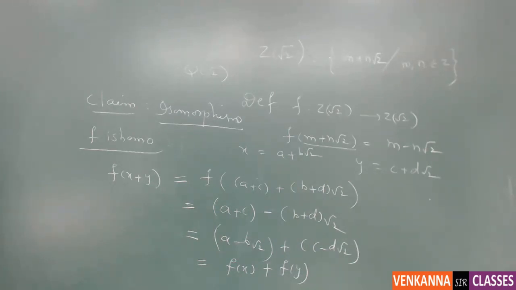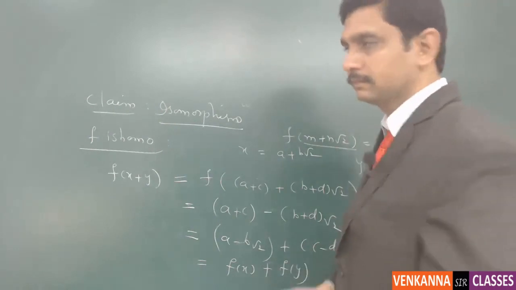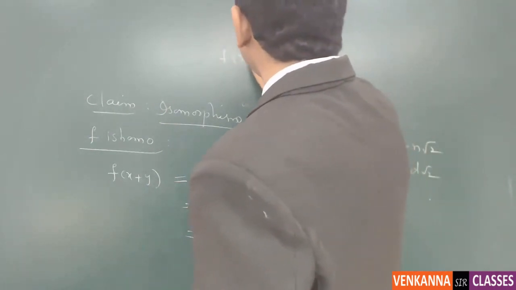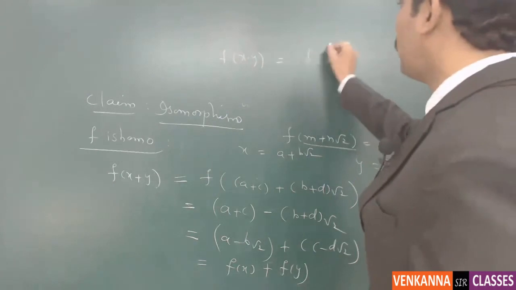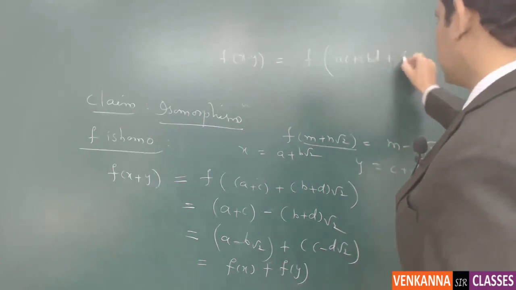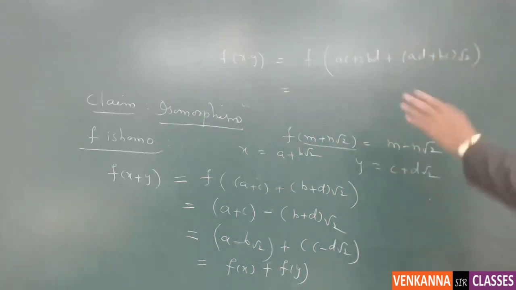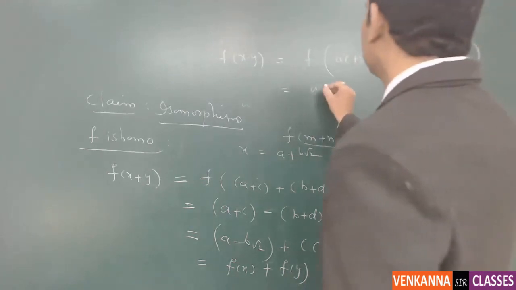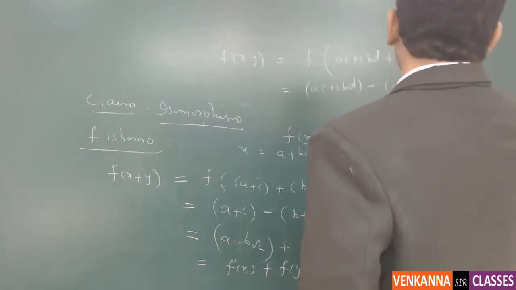Here, if you want to prove that f is a homomorphism, it must satisfy two conditions. Now let us go with the second condition. If you consider f of xy, you are simply multiplying these two. This is f of, if you multiply the values, ac plus 2bd plus ad plus bc of root 2. So applying the definition of f here, it is ac plus 2bd minus ad plus bc root 2.